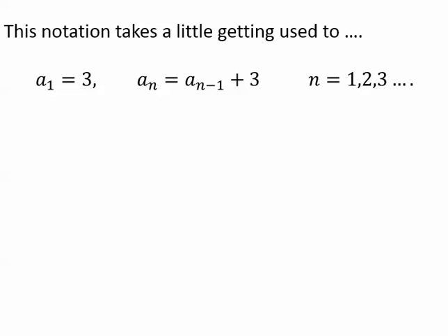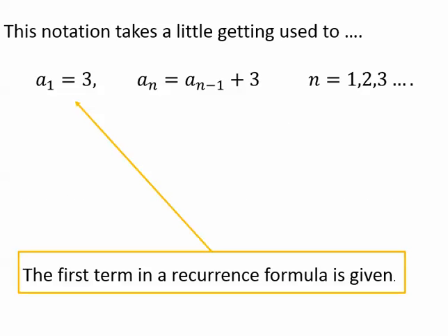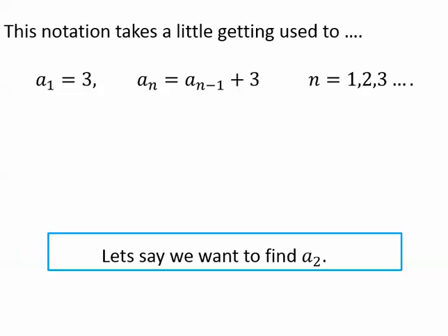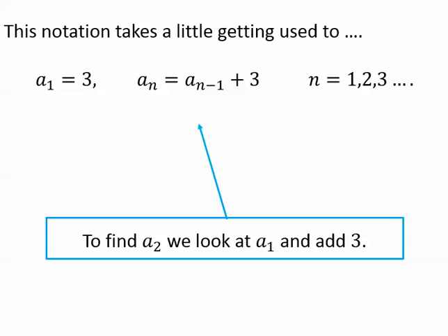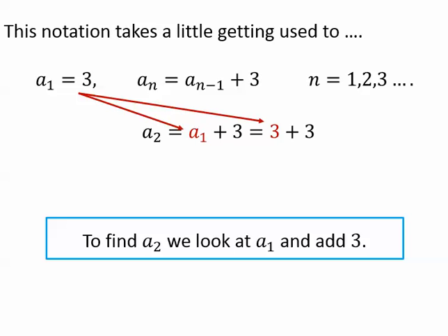Now, this notation takes a little getting used to. The first term in a recurrence formula is given. Now, let's say we want to find a sub 2. To find a sub 2, we look at a sub 1, and then to the term a sub 1, we add 3. So what is a sub 1? A sub 1 is equal to 3. And so a sub 2 is 3 plus 3, or 6.